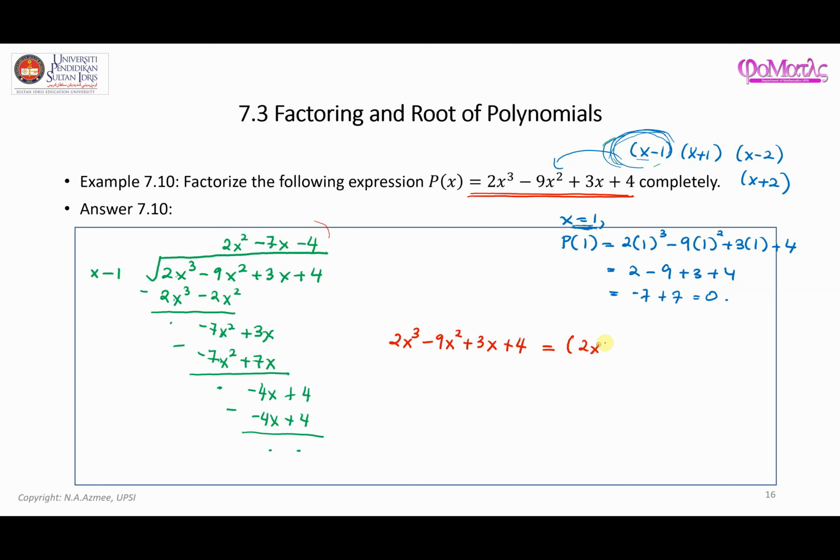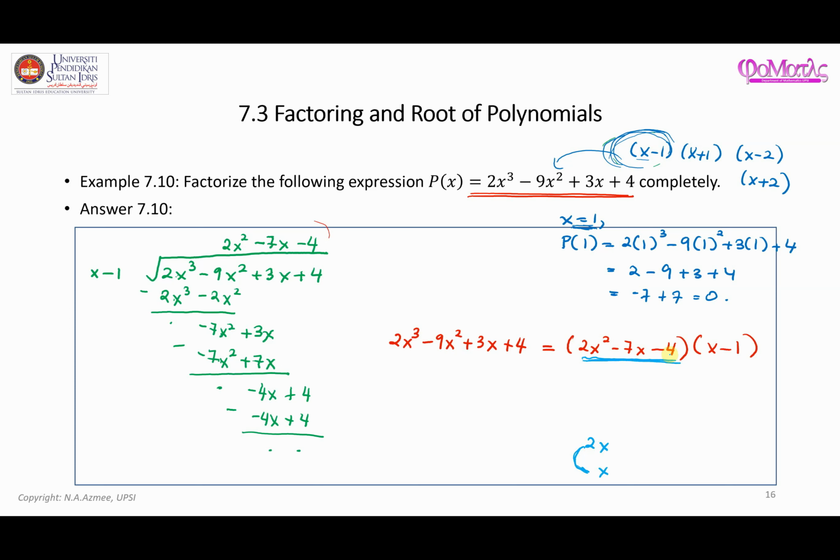So that will be 2x squared minus 7x minus 4, x minus 1. And we are not done yet because this is actually a quadratic expression which you can further factorize by inspection. So now we can see that in order to get 2x squared, I need maybe 2x and x. So if I multiply them, I will get 2x squared. 2x times x, I will get 2x squared.